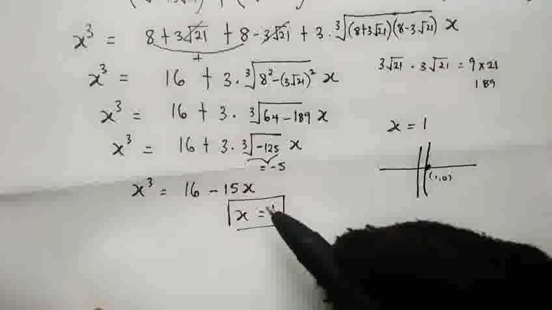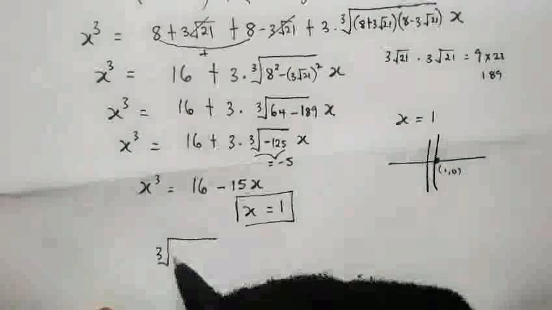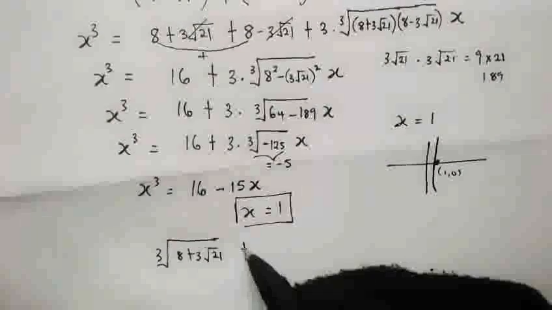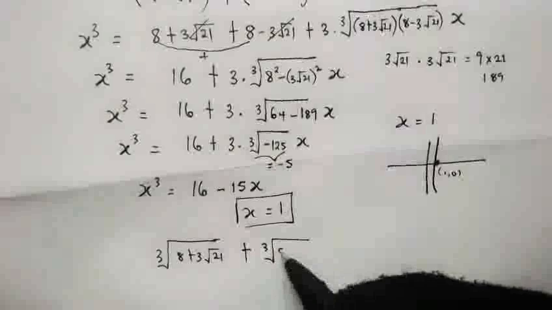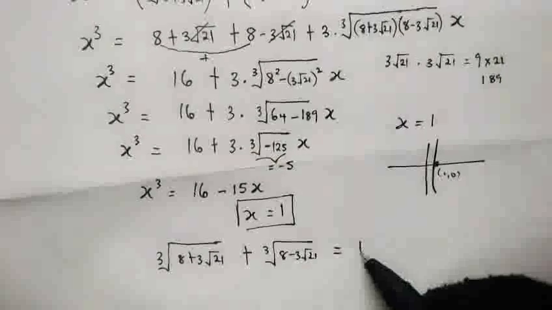Then this is the final answer. So we can say now that the cube root of 8 plus 3 root 21 plus the cube root of 8 minus 3 root 21 is equal to 1.